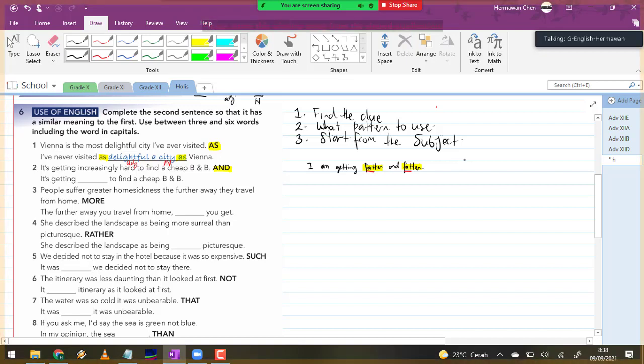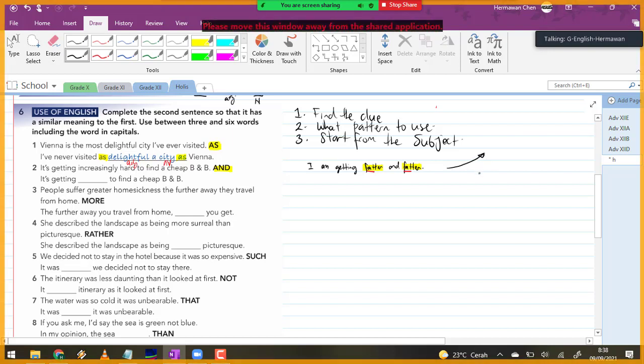We use gradual increase to tell others that something keeps changing. Yeah, keeps increasing or keeps decreasing. It depends. Okay, something keeps changing slowly over time. There is a clue. Take a look at this one. Increasingly. That's the clue that something keeps changing, right?